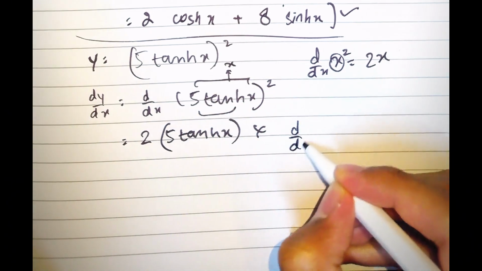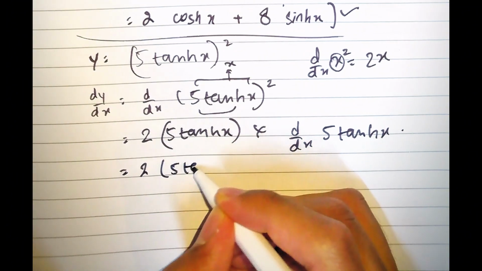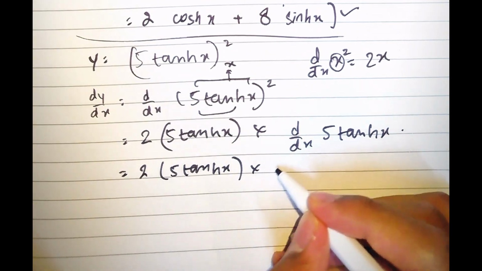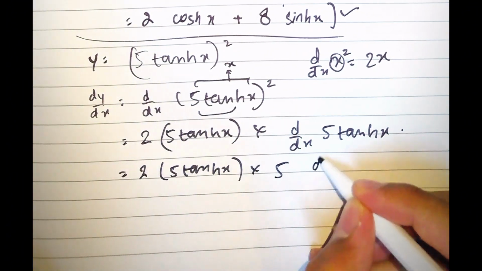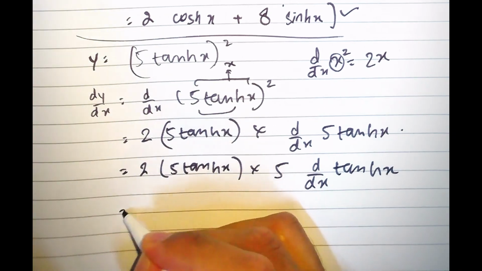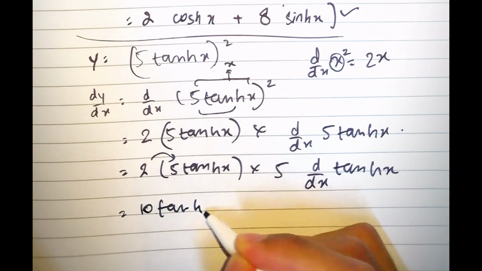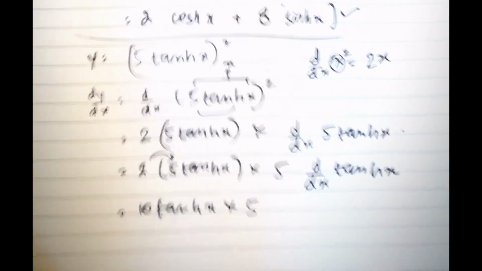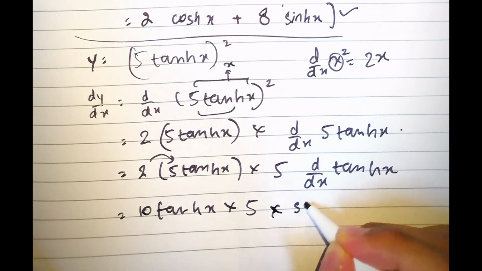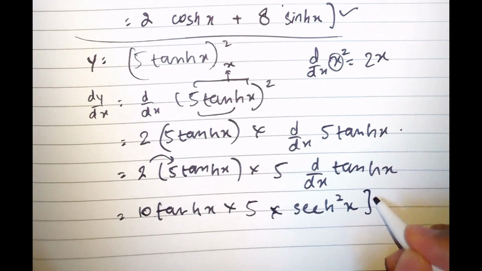So the derivative of 5 tangent hyperbolic x: the 5 will be separated, the derivative won't have any effect on it because it is a constant, multiplied by the derivative of tangent hyperbolic x. So 2 multiply 5, we can actually multiply them, so 10 tangent hyperbolic x. So what was the derivative of tangent hyperbolic x? It is actually secant hyperbolic square x. So this is the final derivative of this question.